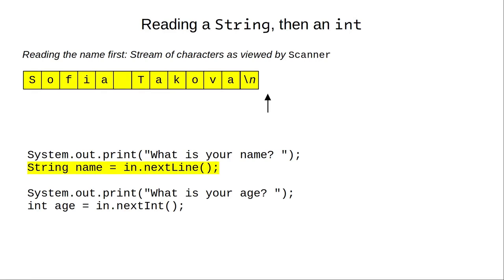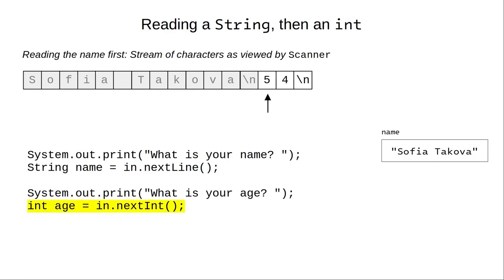NextLine reads up to and including the new line, which was provided by the enter key, and returns the result without the new line. When it's time to get the age, the scanner waits for you to type the 54 and press enter, and nextInt reads up to but not including the new line, converts that to the integer 54, and returns it into age. Both variables have the correct information in them.